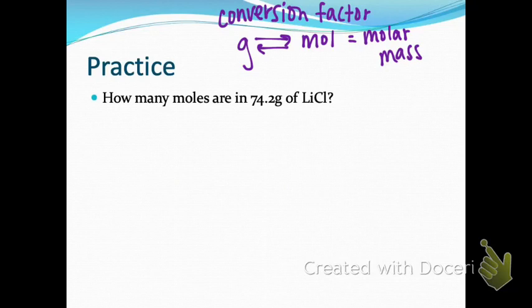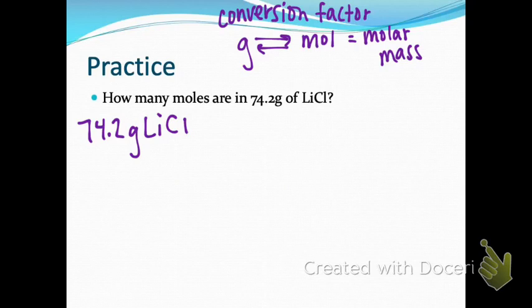Okay. So let's look at this problem right up here. How many moles are in 74.2 grams of lithium chloride? We didn't do this one together, right? So we always start our T-chart with what we know. Good. 74.2 grams of LiCl. How is this problem different than the ones we had done in class previously? It's a compound. We had only done elements so far. It doesn't change anything about the way we solve it except that we have to calculate the molar mass first rather than just look at the periodic table.